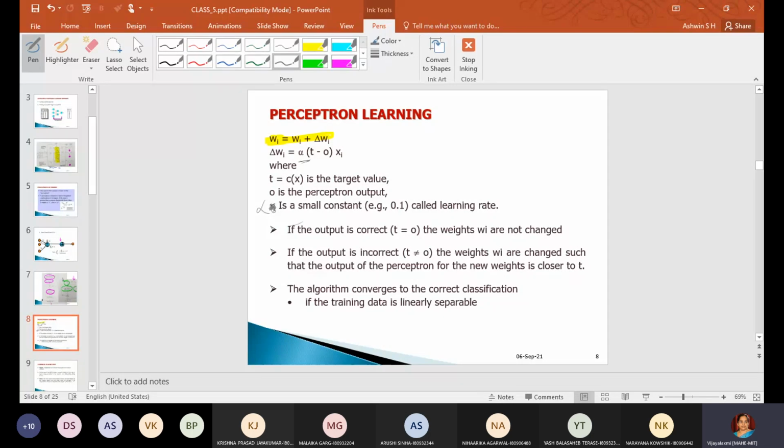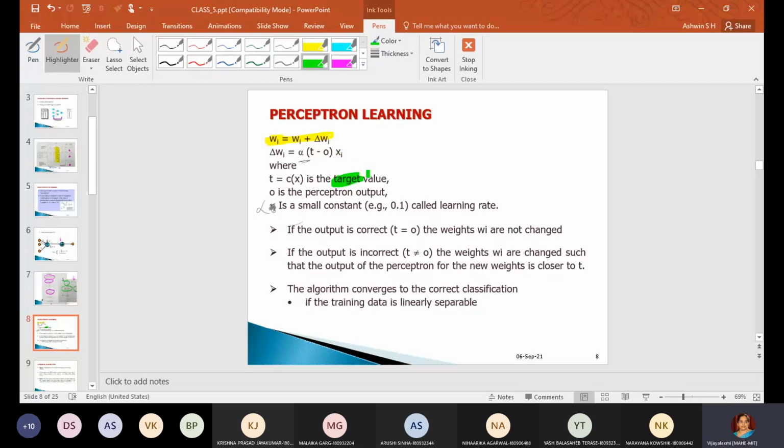And T is the target value. Please note, T is the target value, alpha is the learning rate, O is whatever output you have got, the obtained output, and Xi is the input which you are going to give at that point of time.